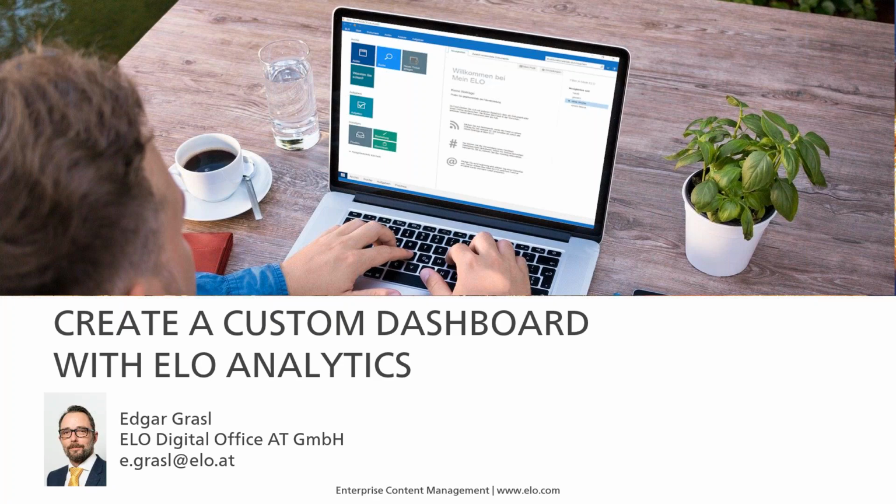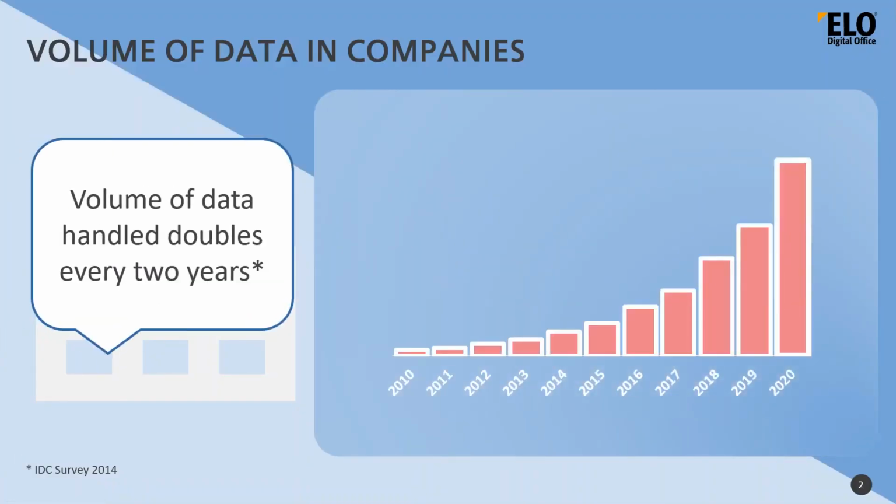A survey from IDC in the year 2014 said that the volume of data handled in a company doubles every 2 years. So today we have twice the data volume of 2018, which was twice the data volume of 2016. But the question here is, why does the volume of data in the companies double every 2 years?